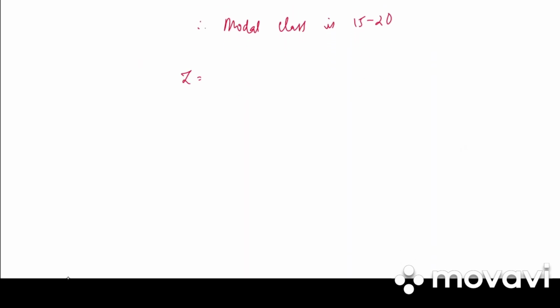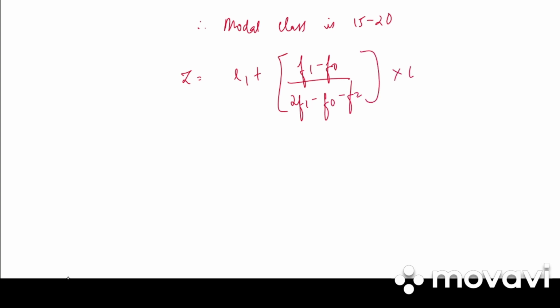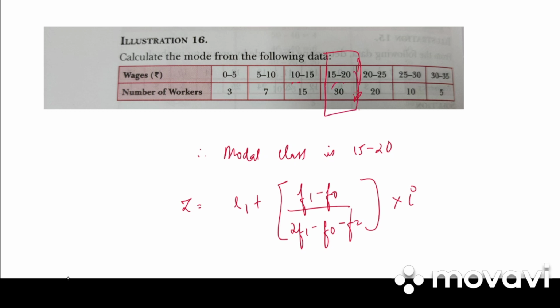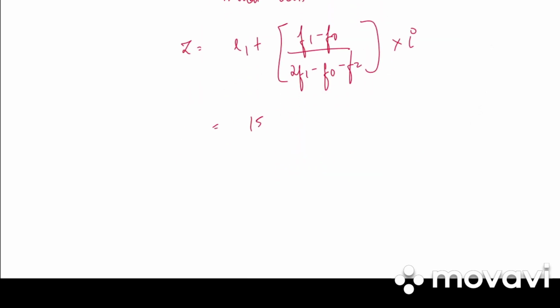So what is the formula? Z is equal to L1 plus F1 minus F0 divided by 2F1 minus F0 minus F2 into I. So 15 to 20, 30 is F1, 15 is F0, 20 is F2. What is I? 15 to 20, that is 5. And what is lower limit? It is 15. So 15 plus 30 minus 15 into 2 into 30 minus 15 minus 20 into 5.